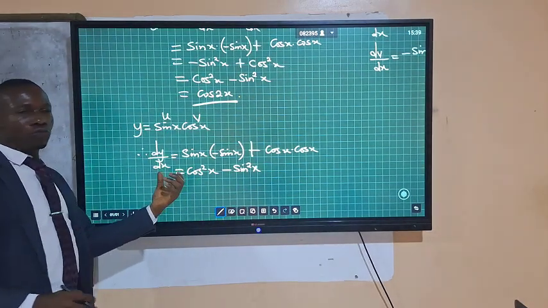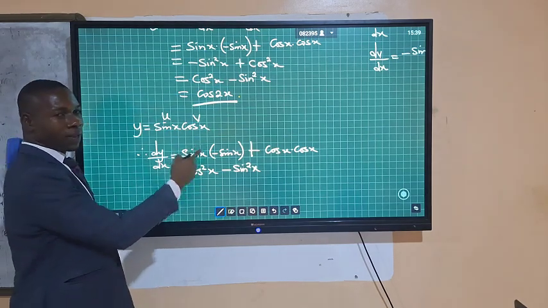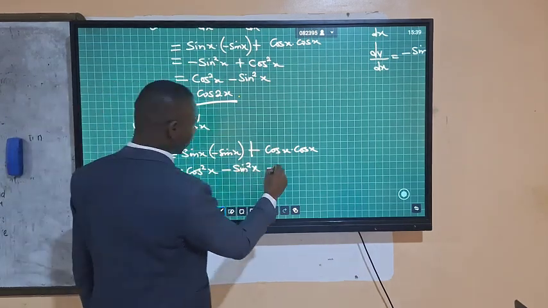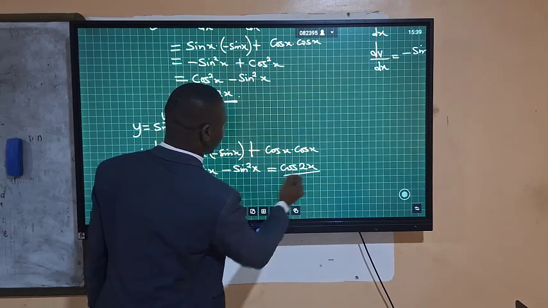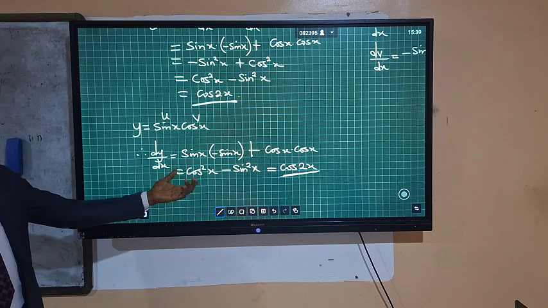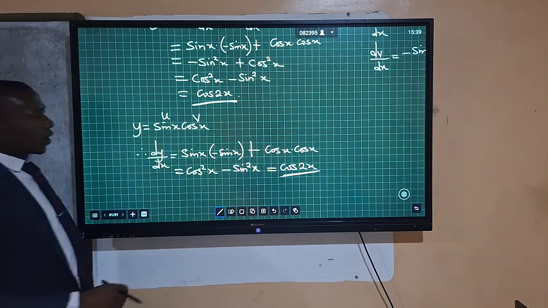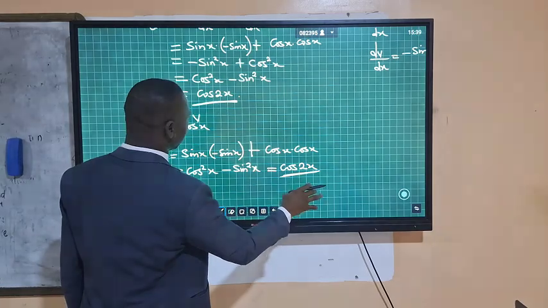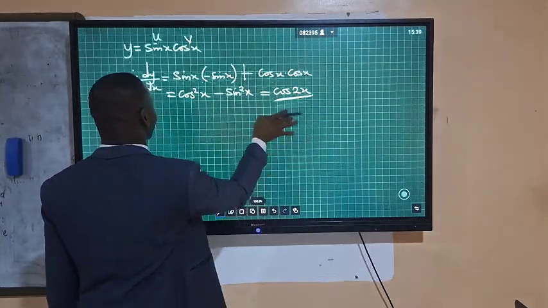But from trig identities, we have that cos square x minus sin square x is nothing but cos 2x. So that's the final answer. Have you seen how short it is? Just apply the shortcut. You are there. Alright? So let's treat number 3 question.